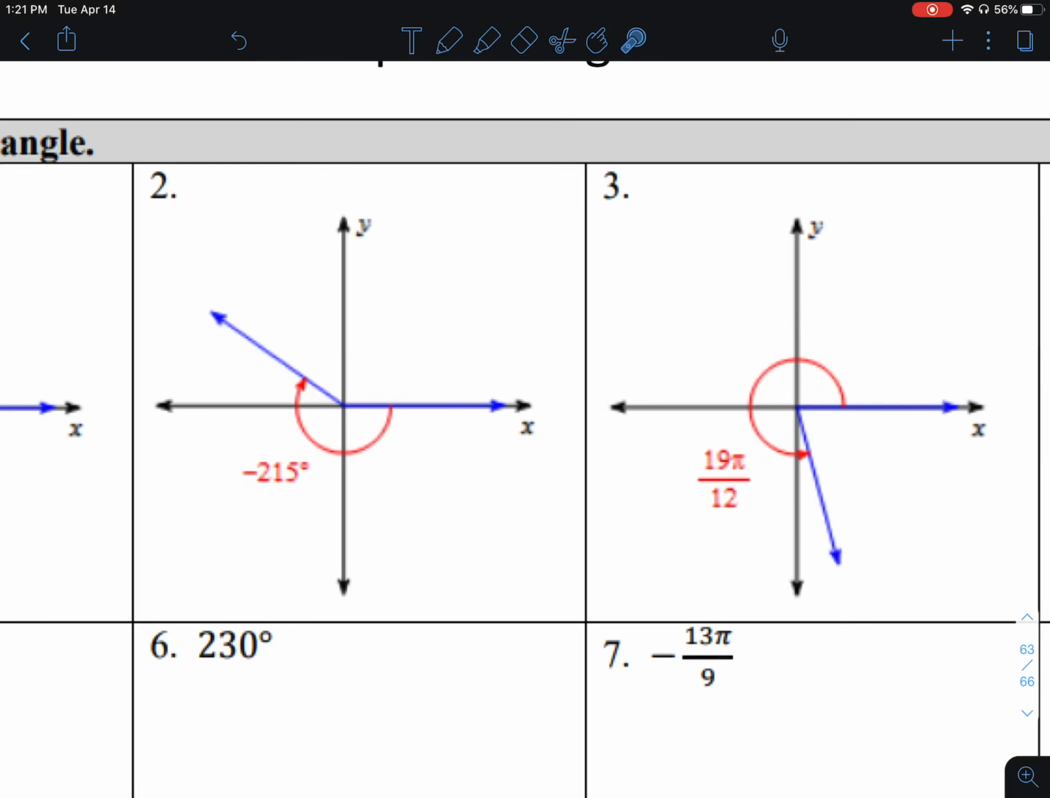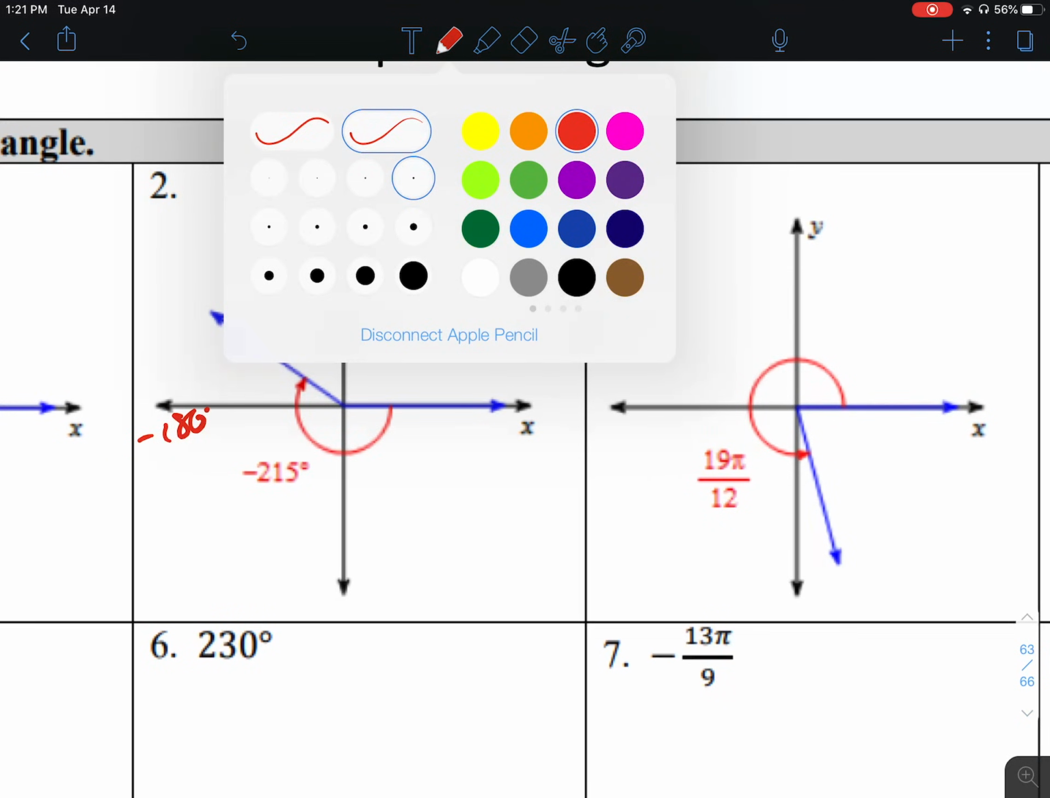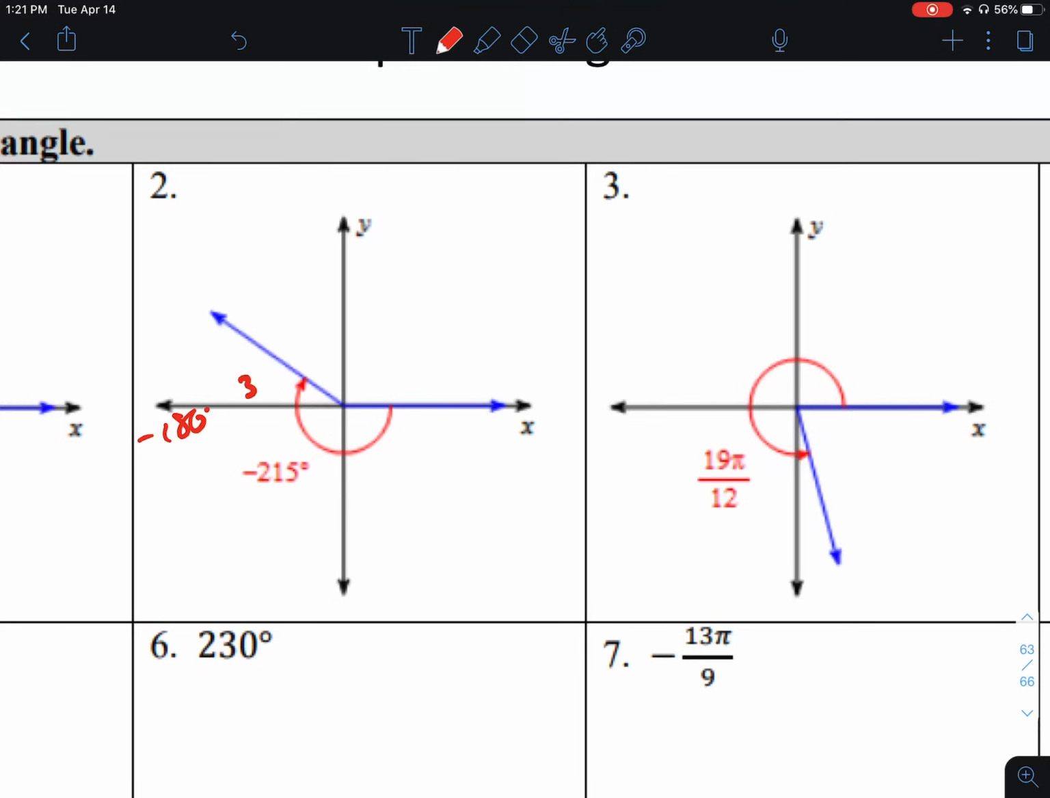Number two, in the negative direction, we got 215 degrees. To the negative x-axis, that would be negative 180. So we got negative 180 plus 35 more is going to get us to 215. So this would be 35 degrees. Reference angle is 35. Remember, reference angle is always positive.